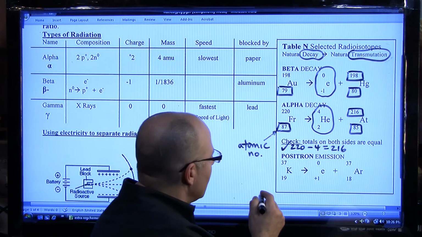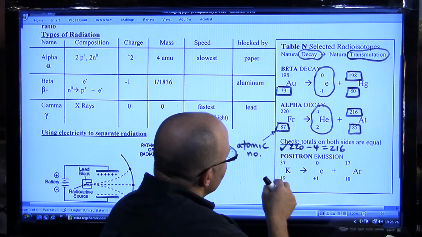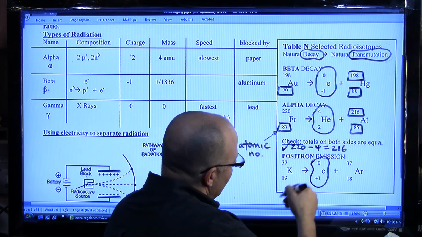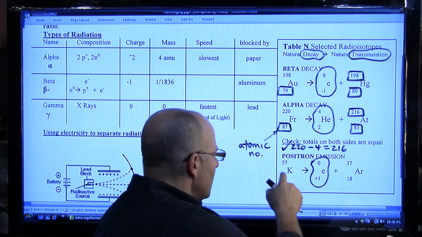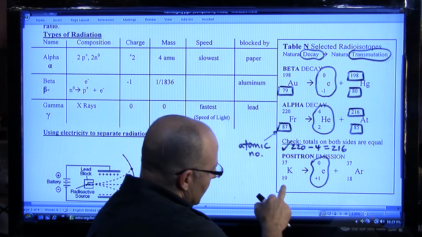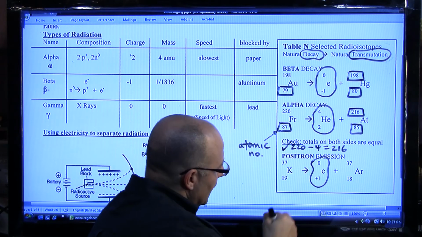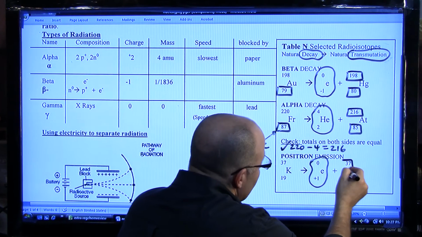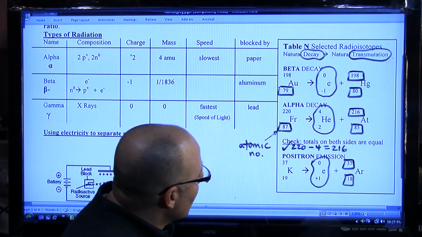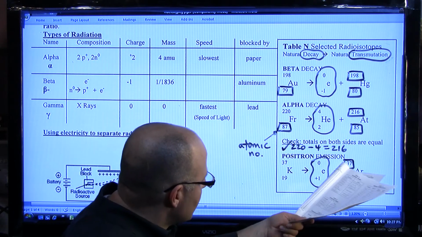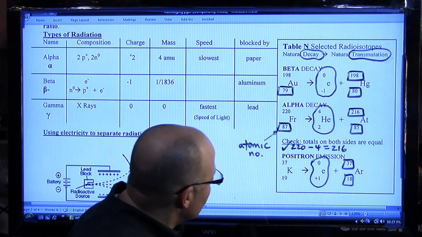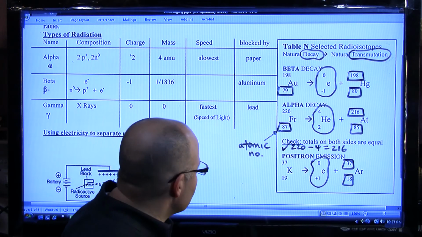And the math here again would be 37. All right, here's your positron notation. 37 minus 0 is 37. And 19 minus 1 gives you an 18. So what we're saying is that potassium-37, when it emits a positron, again the mass number remains the same, but it transmutes into argon, an isotope of argon.